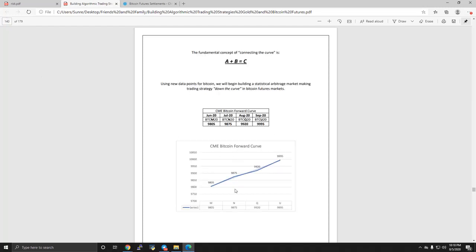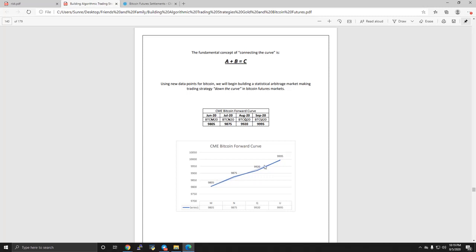At the time of the snapshot, we were looking at the M, N, Q, and U markets. That's the June, July, August, and September Bitcoin futures contract markets. And we see the prices plotted here at the time of the snapshot. It shows us a nice curve that's in contango.